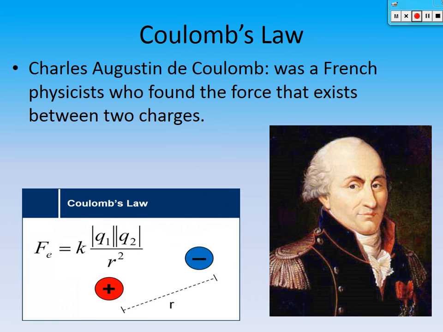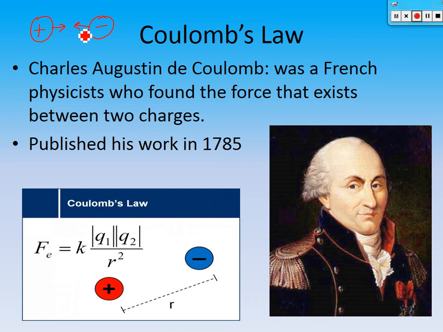There's this guy, Charles Augustin de Coulomb. He was a French physicist who found the force that exists between two charged particles. So if I have a proton and I have an electron, they're going to attract each other because there's a net force. There must be a force that's causing them to move toward each other. Well, he found the magnitude of that force, and he came up with an equation to help us calculate it. Okay? It's called Coulomb's Law.